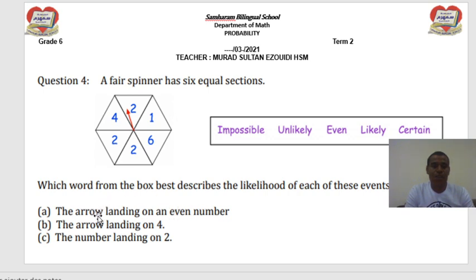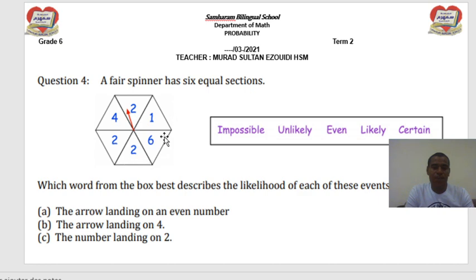The arrow landing on an even number. How many even numbers here? We have 2 is even, 4 is even, 2 is even, and 6 is even, but 1 is an odd number. What are the possible outcomes here, my learners? Count the sections made by this spinner.